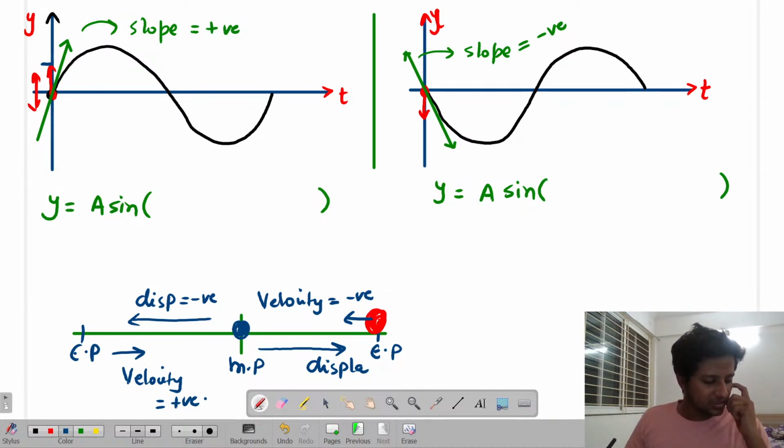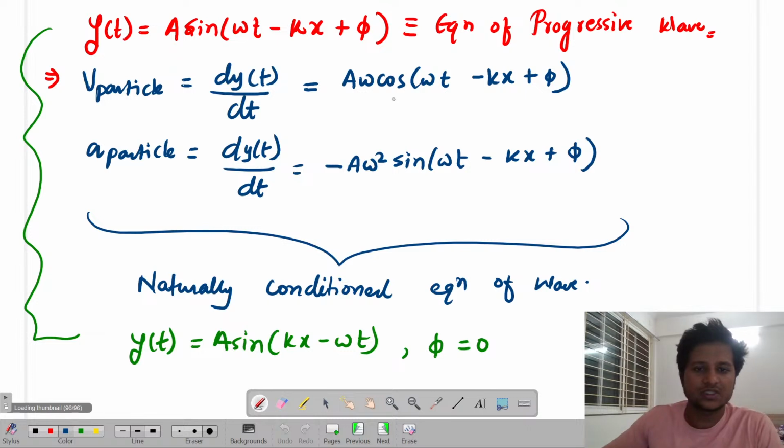What is that discrepancy? That when I take a sine, try to see, when I take this wave equation, like a sine omega t minus kx plus phi, then if you differentiate it, you get the velocity over here. Put the value of t is equal to 0, x is equal to 0, you will see that the velocity of the particle is what? Positive. How is it?